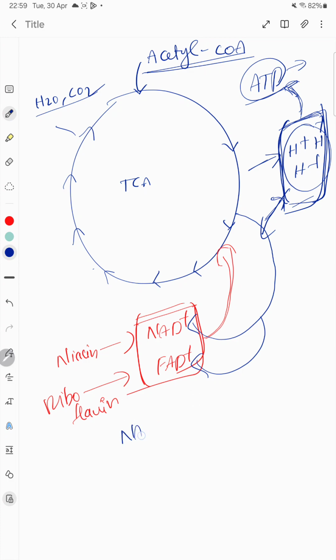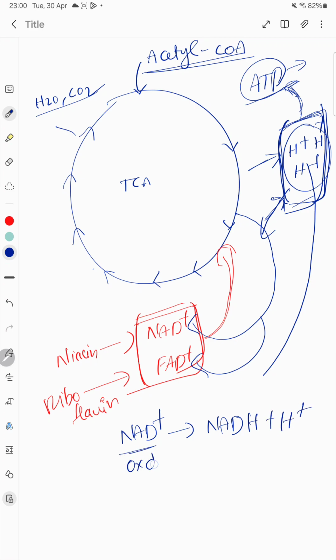Now first of all let me take NAD plus, okay. NAD plus accepts two H plus ions. Then it will be converted to NADH plus H plus. Okay, this is the oxidized state, and now after gaining the H plus ions or protons, it is called the reduced state of NAD plus, NADH plus H plus.